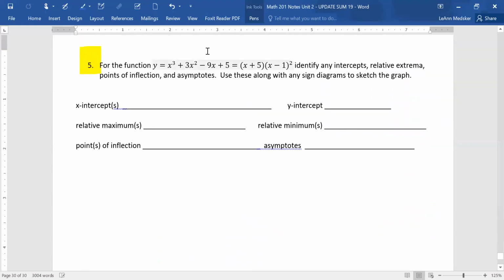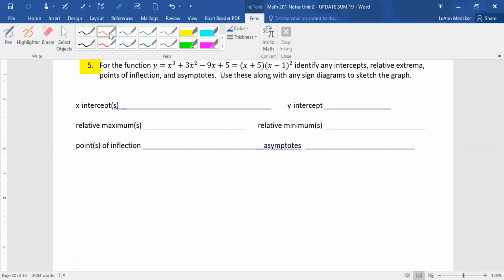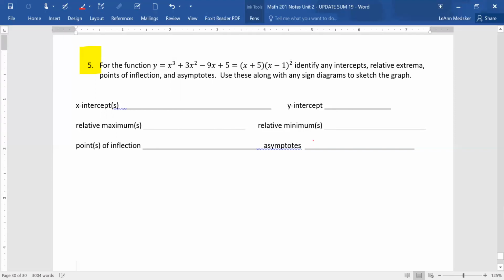So it says for the function y equals x to the third plus 3x squared minus 9x plus 5, which they so kindly factored for us so that we could easily find our x-intercepts. It says, what are your x-intercepts or y-intercepts, relative extrema, points of inflection, and asymptotes, and then use these to sketch our graph. So the first thing I'm going to note is that this is a polynomial, and polynomials do not have asymptotes, so we can go ahead and write none on that.